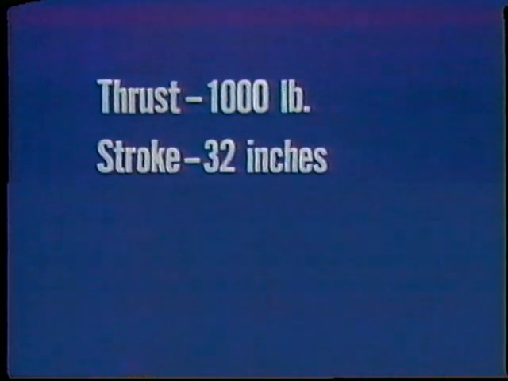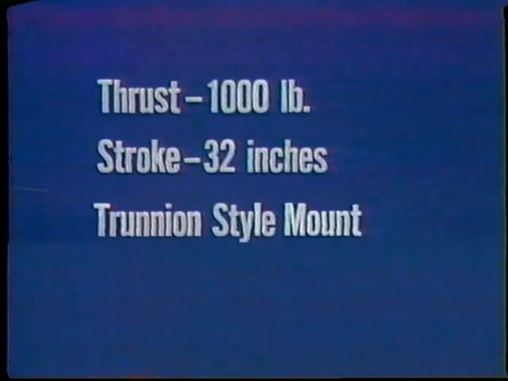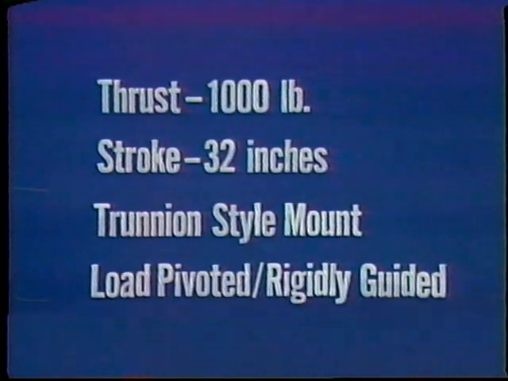Here is the application. We've got a load where the thrust is 1,000 pounds, and the actual stroke is 32 inches. We plan to use a trunnion-style mount on the cylinder cap, and the load we're driving is pivoted and rigidly guided. Okay, so what do we do first?